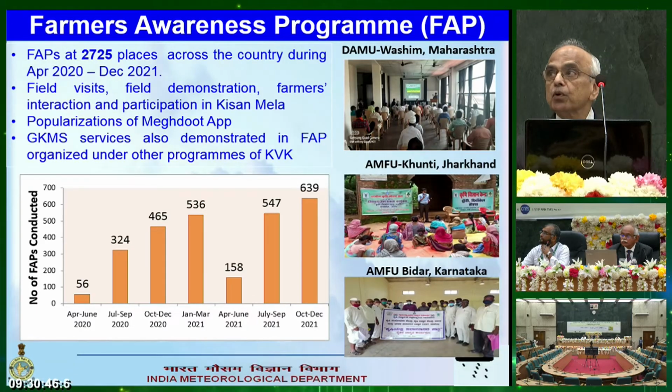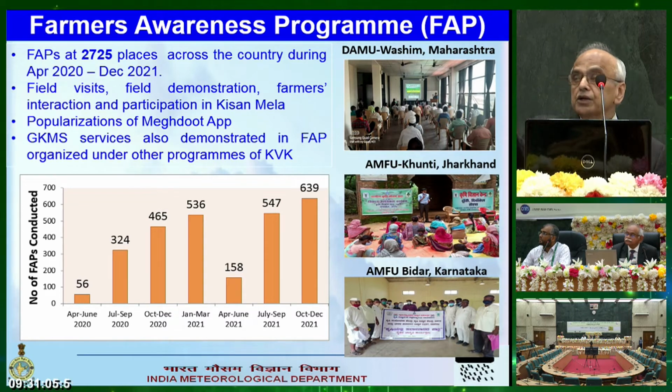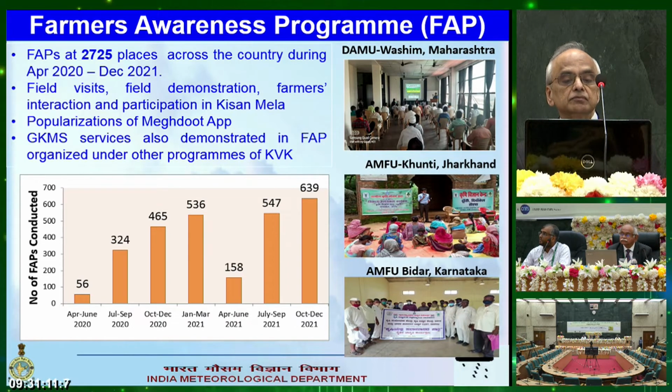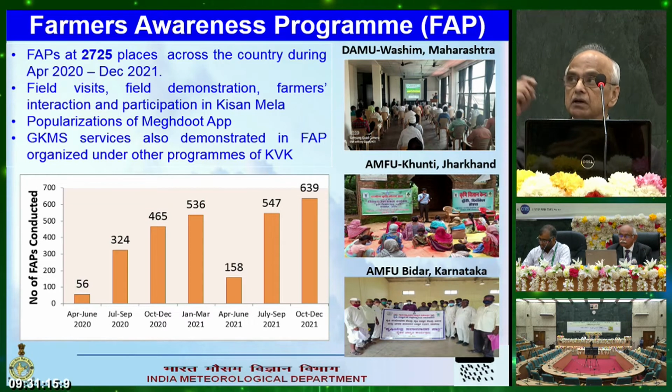The farmer awareness program is shown here, and it is in 2,725 places across the country during April 2020 to December 2021. In this program there are field visits, demonstrations, farmer interactions and participation in Kisan Melas. And you could see in the top photograph that these kinds of farmer interactions and participation Kisan Melas are organized.